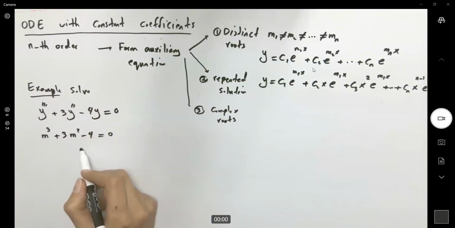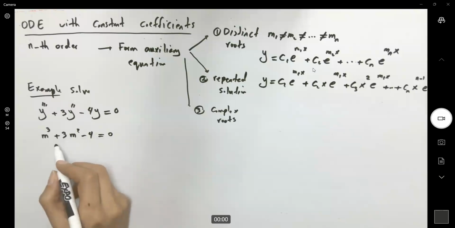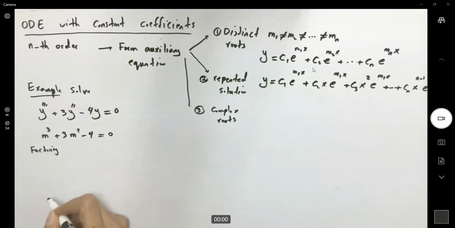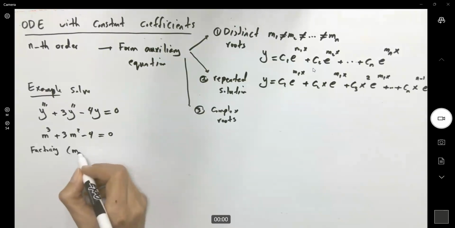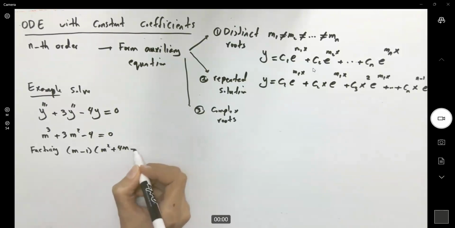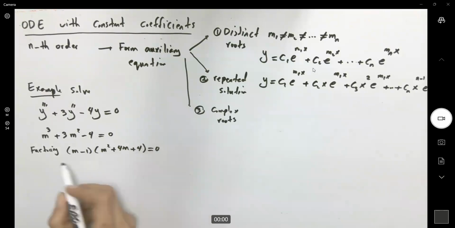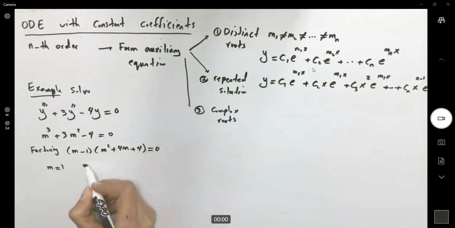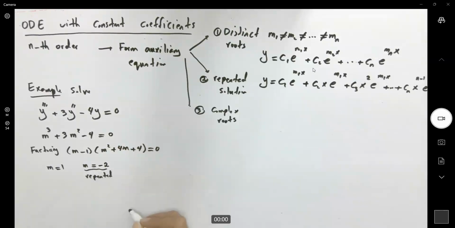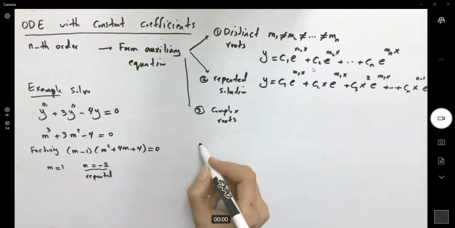equation. To solve this equation, well, we can use factoring. Well, m minus 1 times m squared plus 4m plus 4 is equal to 0. So m is equal to 1, and m is equal to -2, which is a repeated solution. Very good.